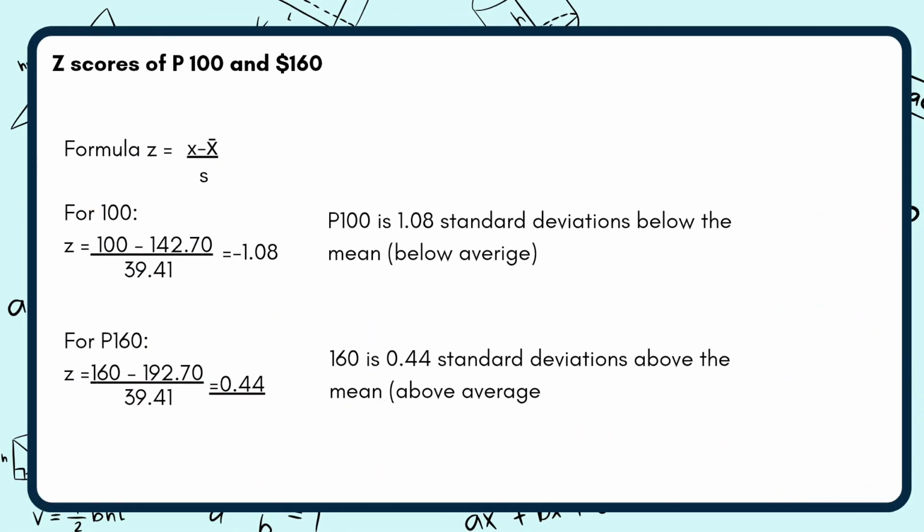Lastly, for the z-score, the formula z equals x minus mean, divided by the standard deviation, was used. This z-score tells how far a value is from the mean. A negative z-score means the value is below average, while a positive z-score means it is above average.